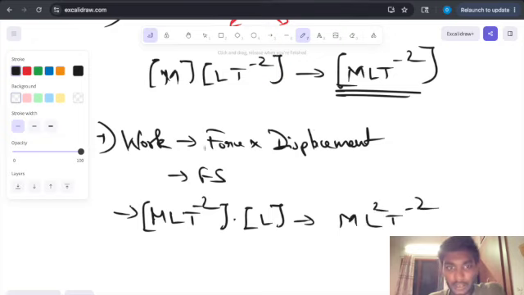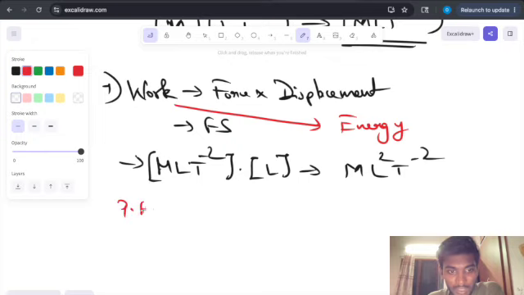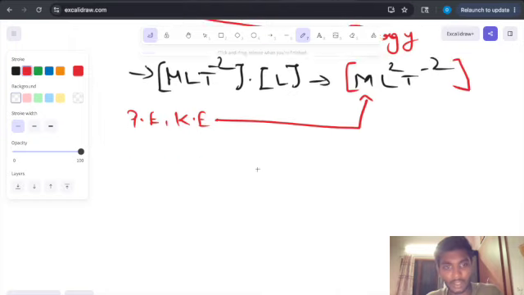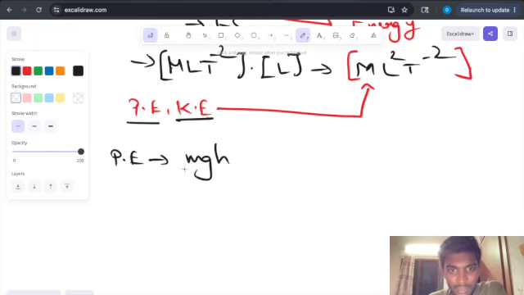So you can keep it as work or energy. Both have the same dimension. Energy includes potential energy, kinetic energy, or any other form of energy. All have the same dimension of ML square T to the power of minus 2. If you're confused how potential energy and kinetic energy all have the same dimension, we can derive for these quantities. Potential energy has the formula mgh. You might have learned this in your ninth standard. M is mass, g is acceleration due to gravity, and h is height.